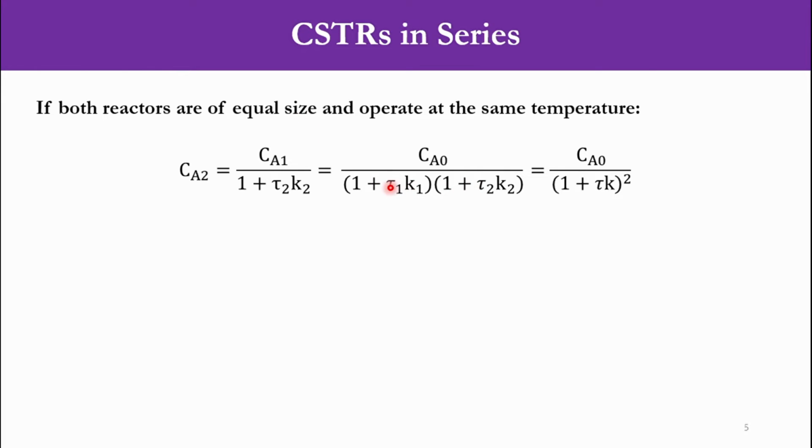So this will be 1 plus tau k, and this will be 1 plus tau k. Accordingly it will be (1 plus tau k) raised to power 2, so Ca0 over (1 plus tau k) raised to power 2 is equal to Ca2 for this system.